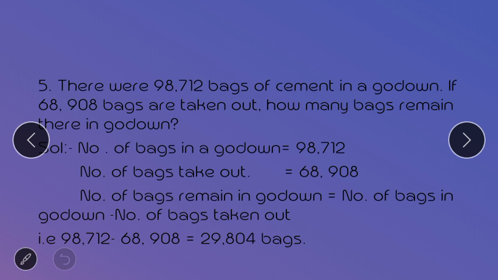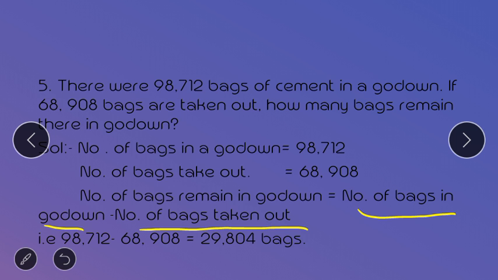So the number of bags in the godown is 98,712. The number of bags taken out is 68,908. So you have to find out how many bags remain there in the godown. Very simple. If we subtract both, you will get how many bags remain in the godown. So the number of bags remaining in the godown is equal to the number of bags in the godown minus the number of bags taken out.